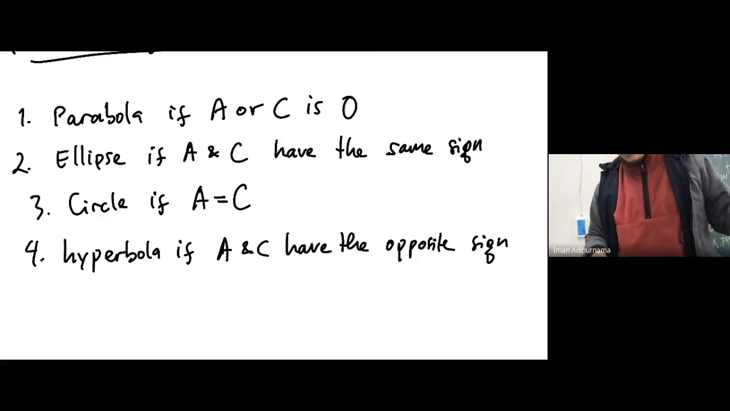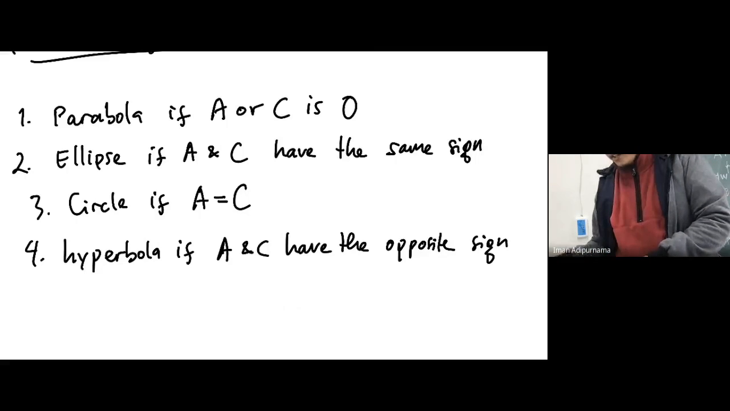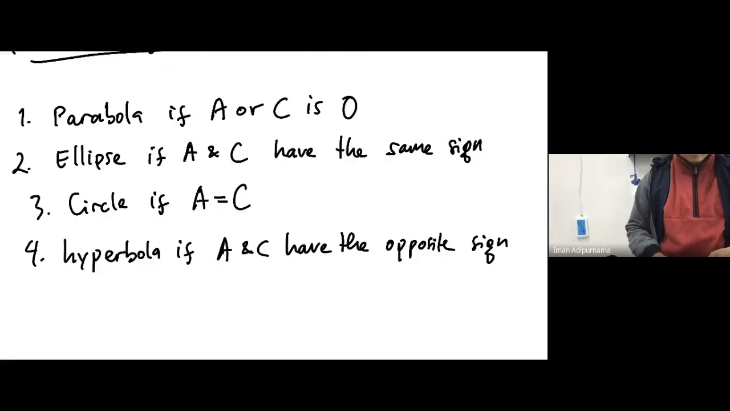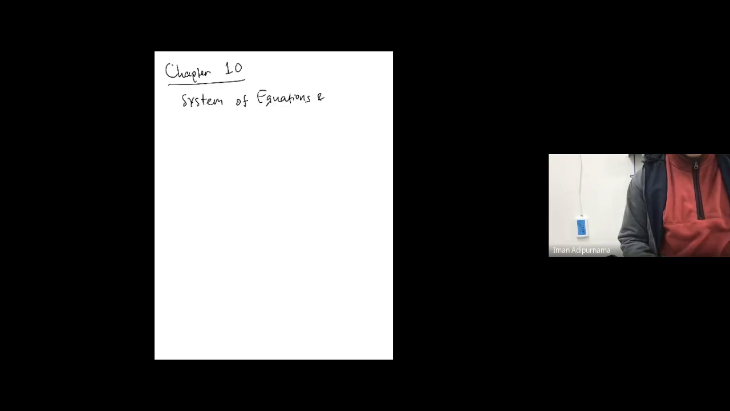So I will not start now with the vectors. Rather than that, I will start with system of equations and inequalities. Let me write the chapter first. In the textbook, it's chapter 10. The conic is actually chapter 11. So this is chapter 10. Let me write the title: System of Equations and Inequality.